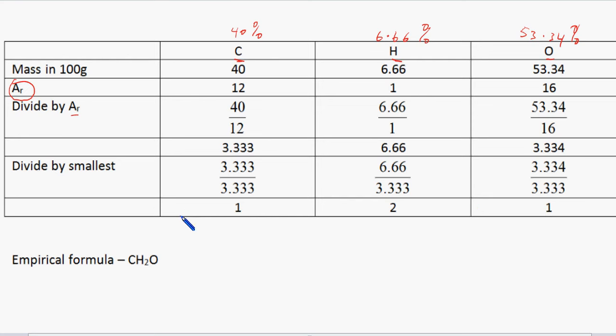So therefore the empirical formula for this substance, we write it as CH2O, because we got 1 as a carbon, we got 2 for the hydrogen, and 1 for the oxygen. So the simplest whole number ratio is 1 to 2 to 1. And we write this as CH2O.